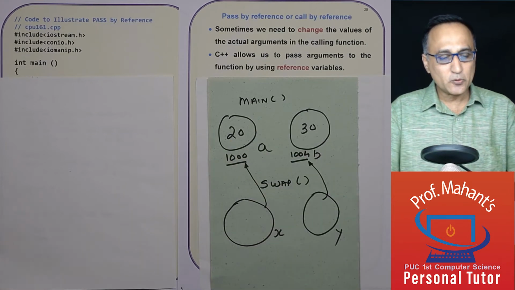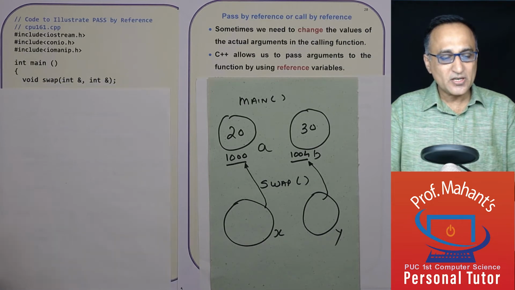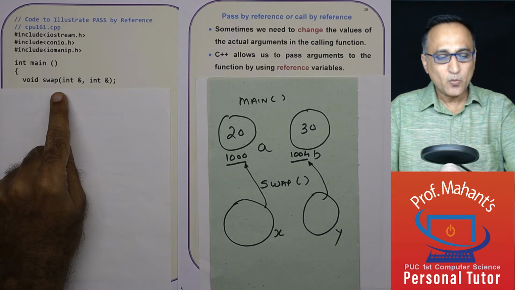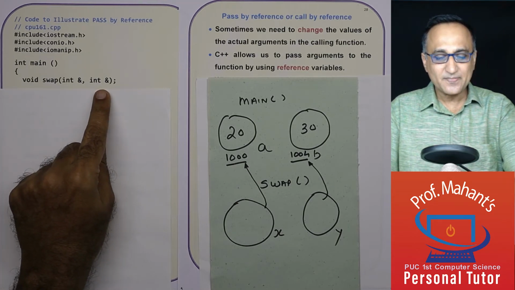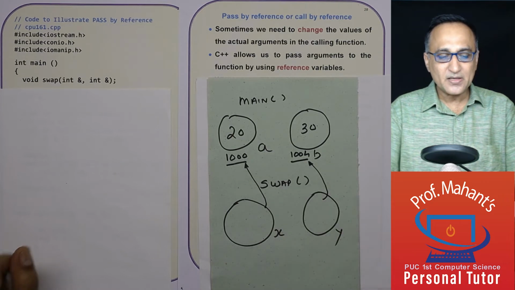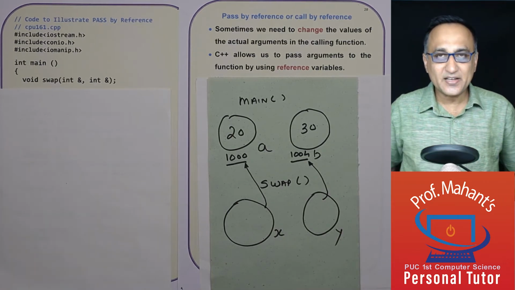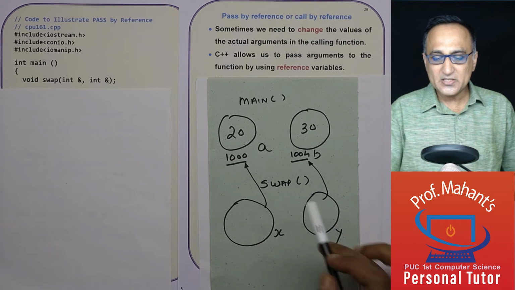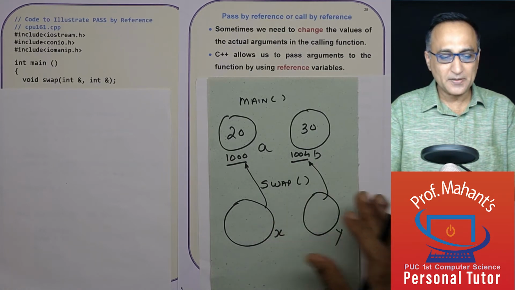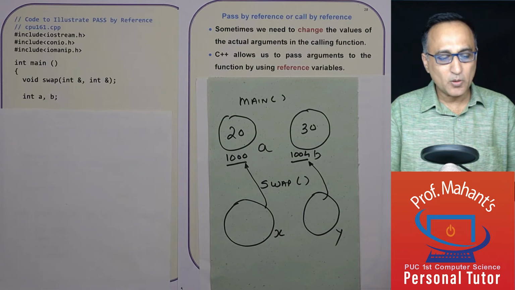Now just see how the prototype is declared. Here, if you see, there's a new AND sign in the prototype. What this AND sign means is, whenever I pass the actual parameters A and B, this AND sign indicates that whatever I do in this swap function is going to affect the values of A and B. So let's see how we go about it.